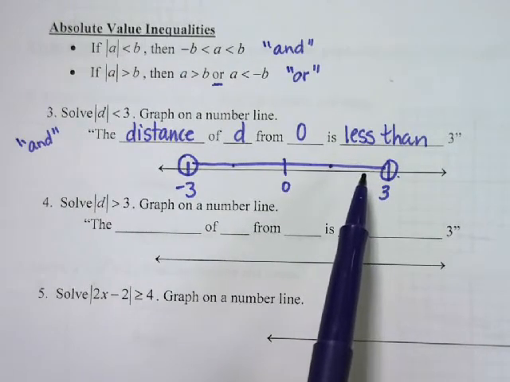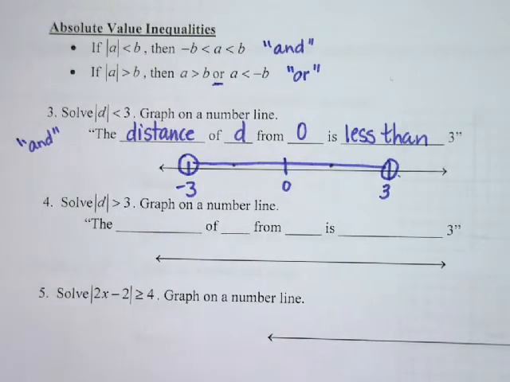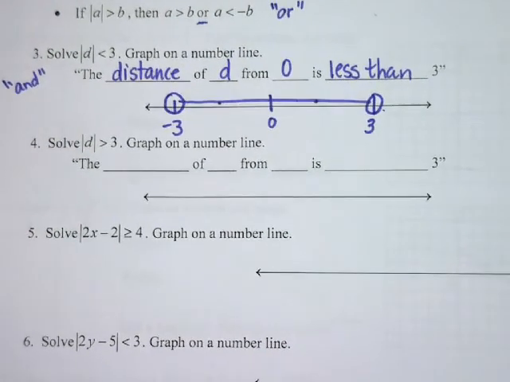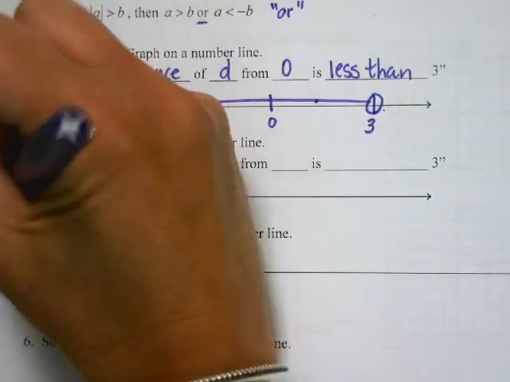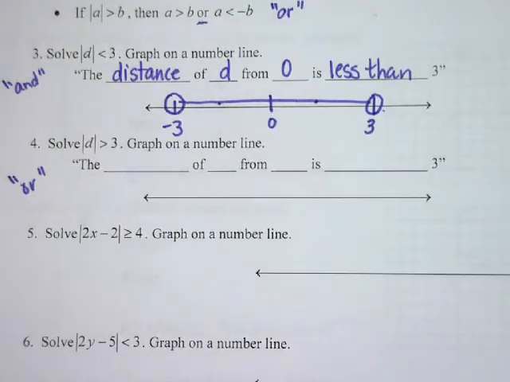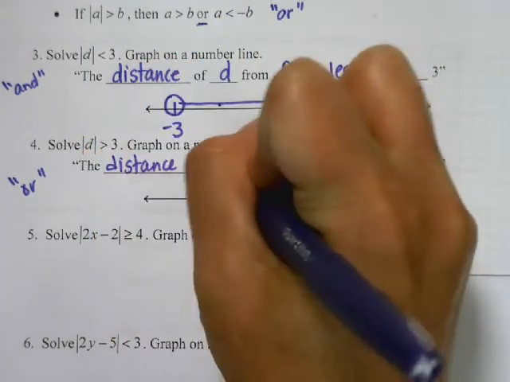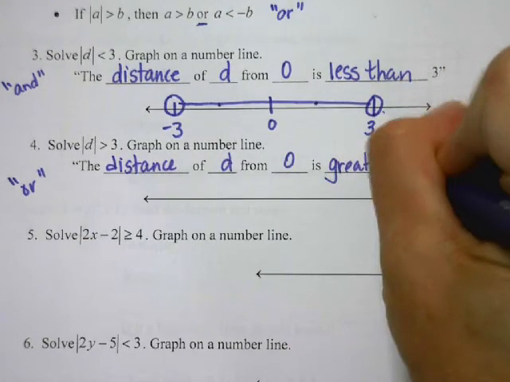Look at what we graphed. We graphed an and. Okay, well the next one is a greater than. So it's a greater than, it says I should get an or. Alright, let's see if we get an or when we graph this guy. So the distance of D from 0 is greater than 3.